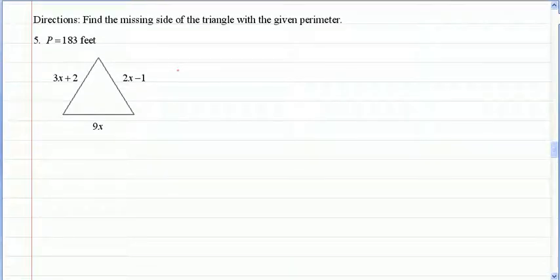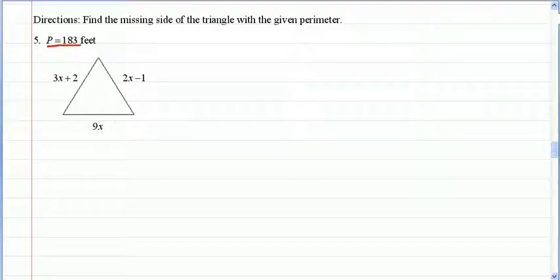So now we're going to look at triangles that give us the perimeter. And now these expressions represent sides. So we'll no longer be using the 180 rule because the 180 rule only applies to angles. So we have three sides with expressions of 3x plus 2, 2x minus 1, and 9x.